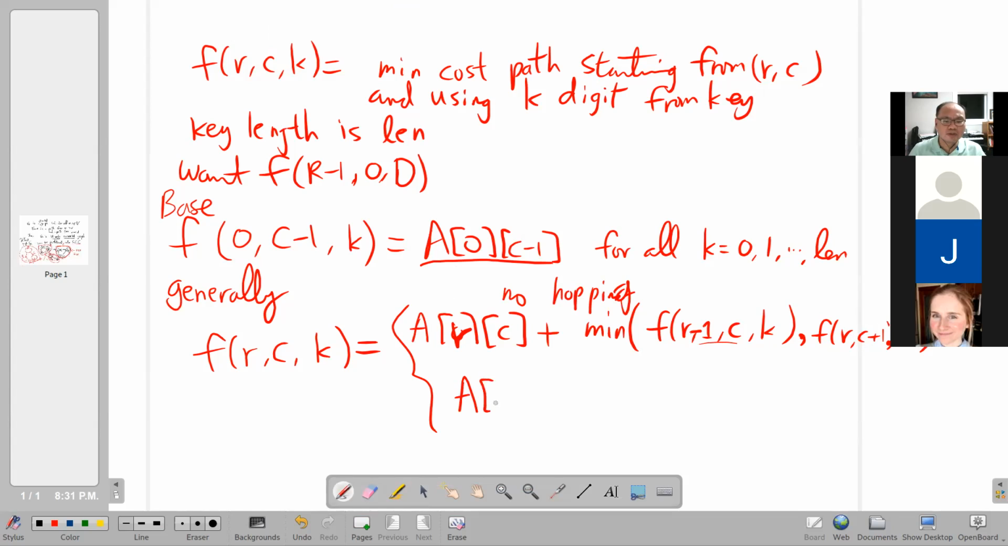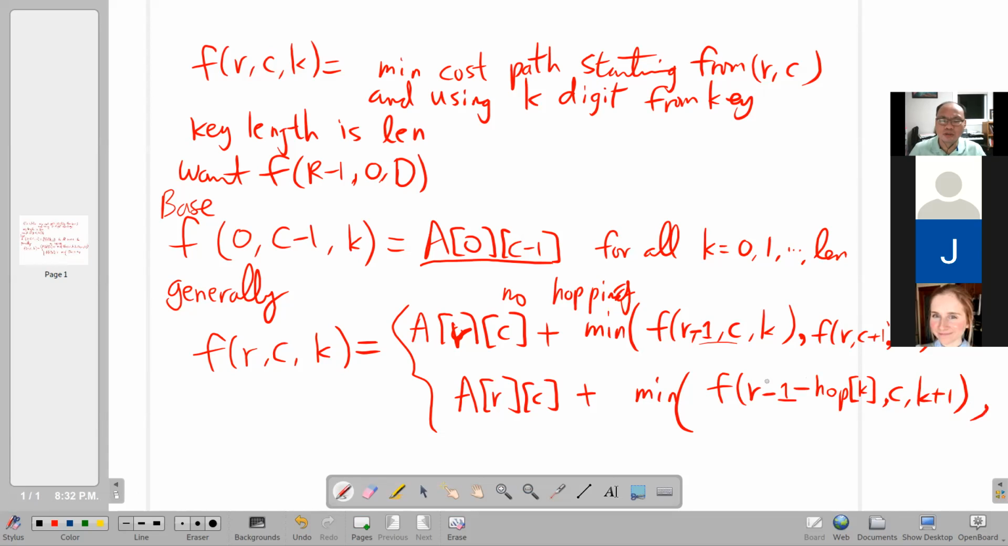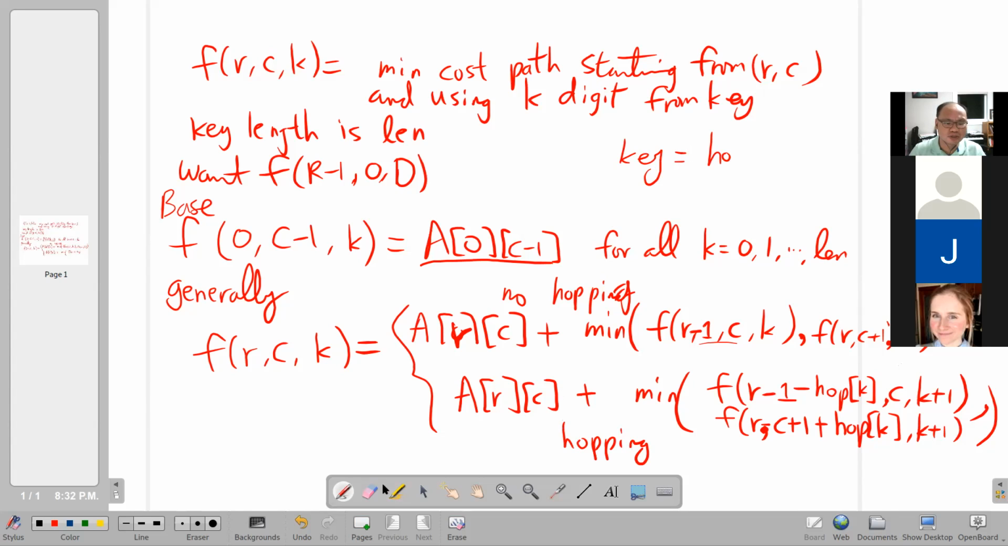What about hopping? If you decide to hop, it'll be this plus min of F of R minus what? That would actually be the size of the hop. So I'll just say hop bracket K or something like that. I'll explain what that means. So my key is, it's a hop. I guess I should use the word. Why don't I just change it to say key instead of hop? That's probably better.